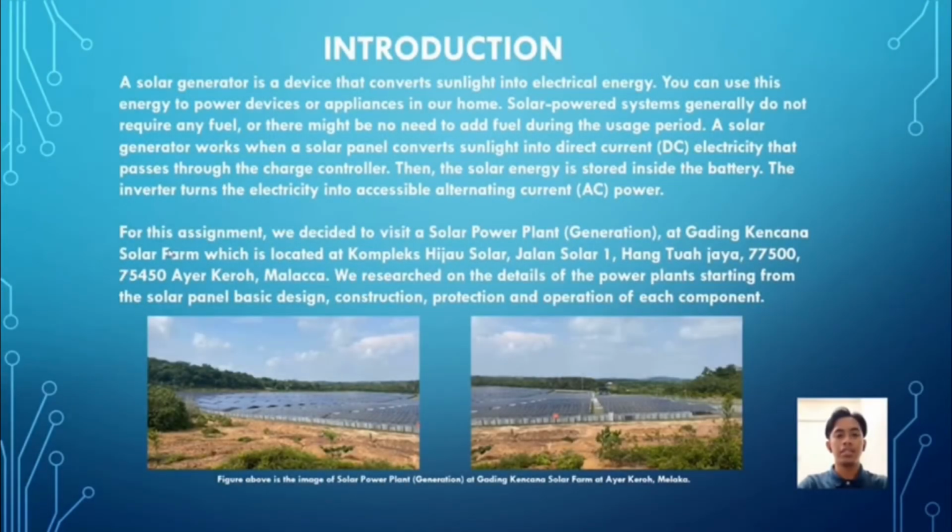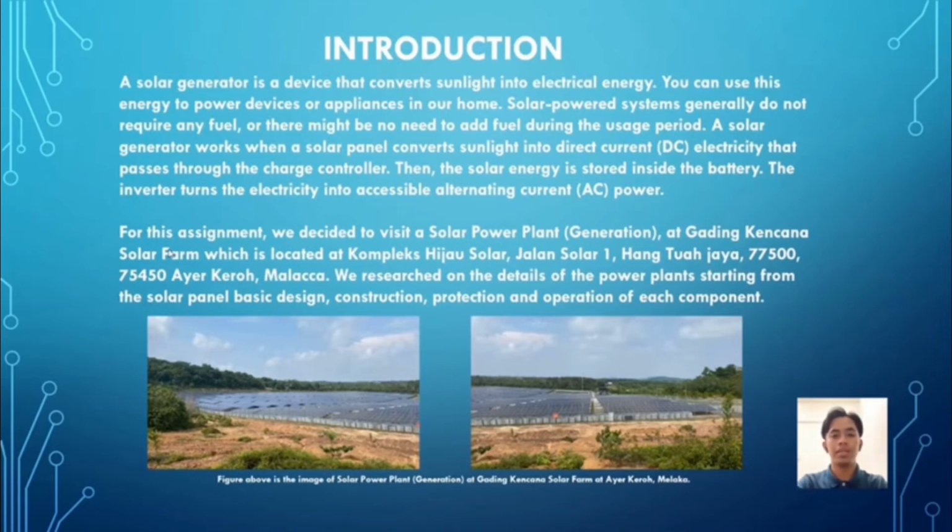Introduction. A solar generator is a device that converts sunlight into electrical energy. We can use this energy to power devices or appliances in our home. A solar powered system generally does not need fuel, or there might be no need to add fuel during the usage period. A solar generator works when a solar panel converts sunlight into direct current DC electricity that passes through the charge controller. Then, the solar energy is stored inside the battery. The inverter turns the electricity into accessible alternating current AC power.